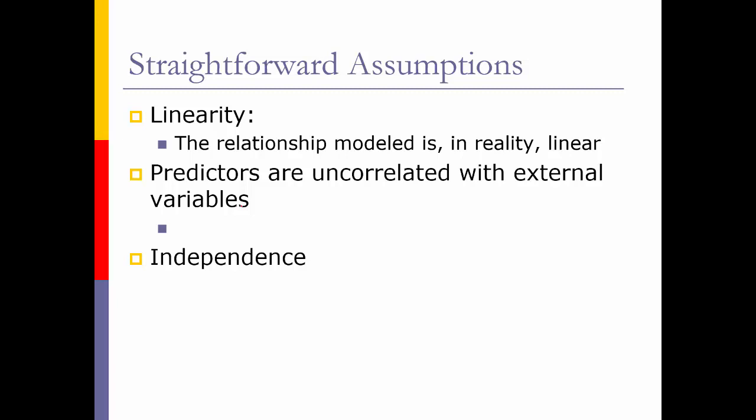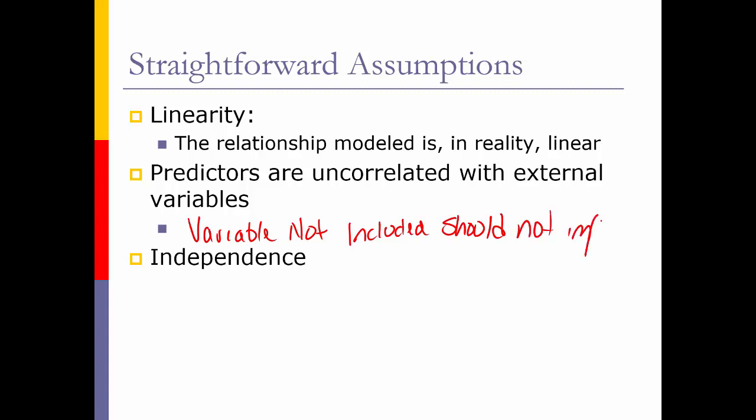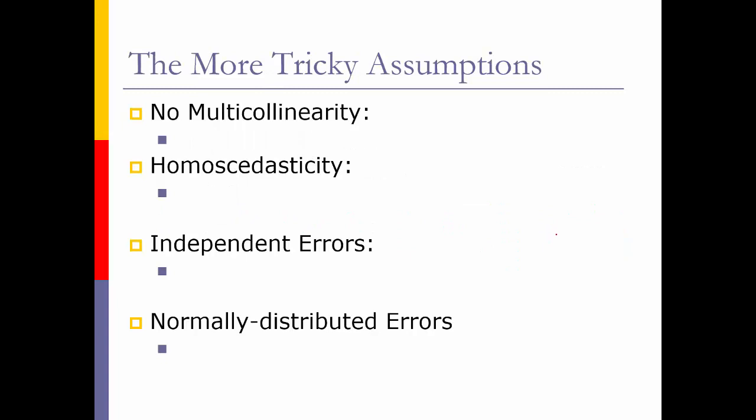We want to make sure that our predictors are not correlated with any external variables, which means any variable not included really should not impact our outcome. And then our data, as we discussed before, needs to be independent. Now we've got some assumptions that are a little bit trickier.